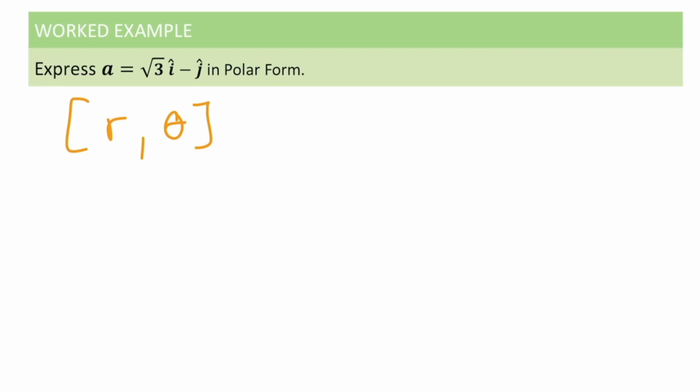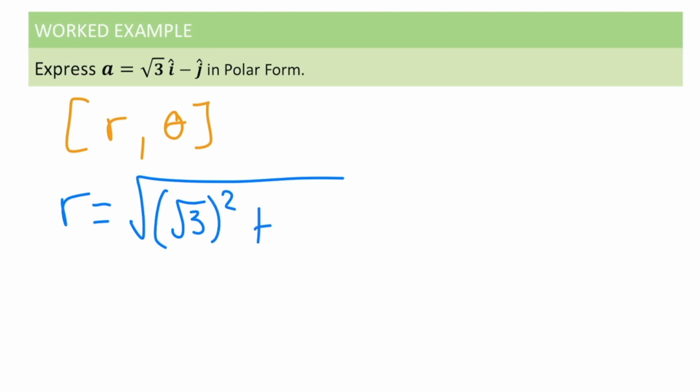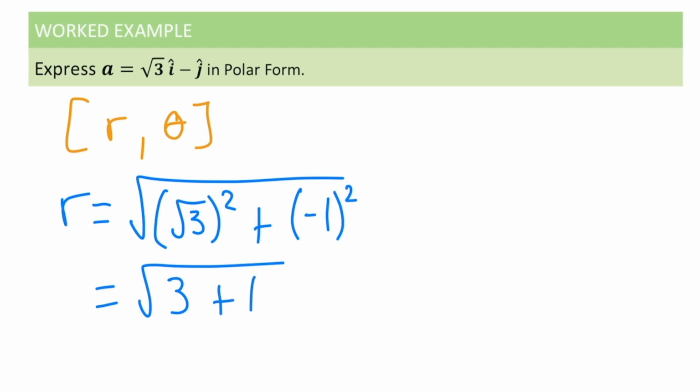Now, in order to find r, it is simply going to be equal to the square root of my i component squared, which in this case is going to be root 3 all squared, plus my j coefficient, which is -1 all squared. Well, root 3 squared simply just gives 3, and -1 squared gives +1, so that gives me the square root of 4, which we can simply just write as being equal to 2. So that's going to be my r component found.